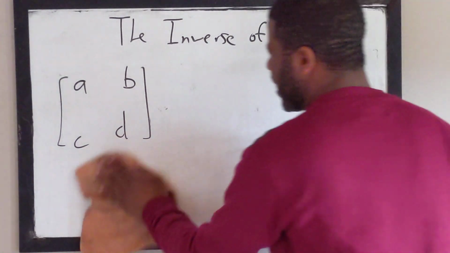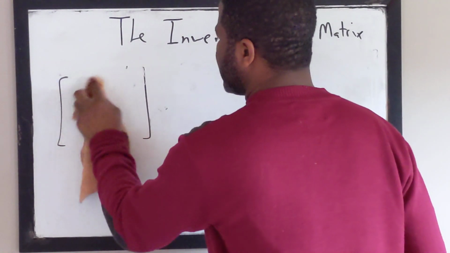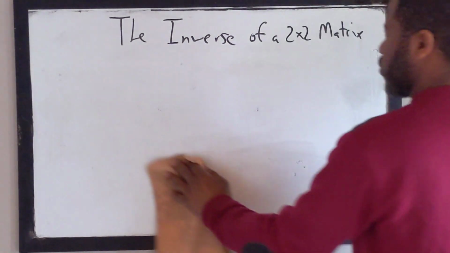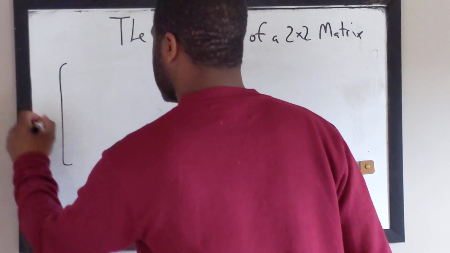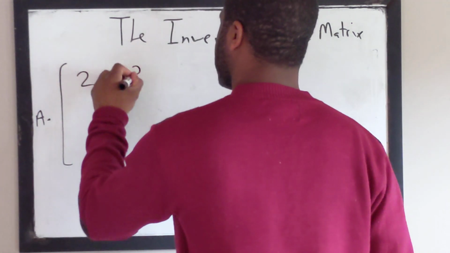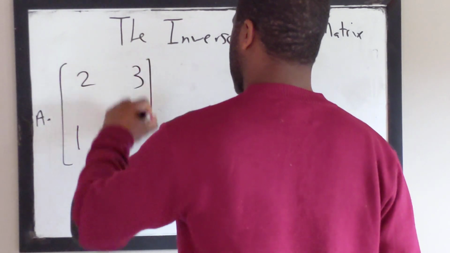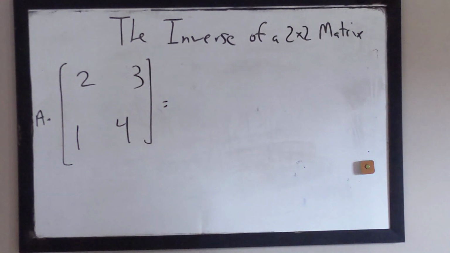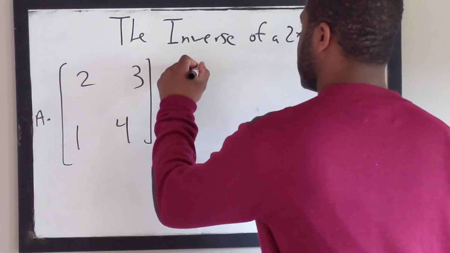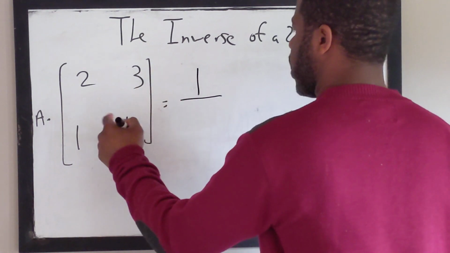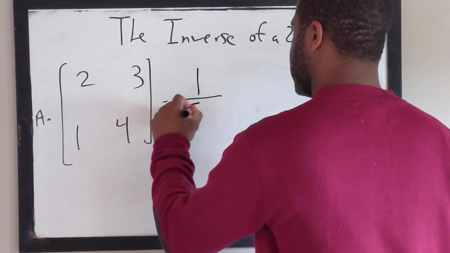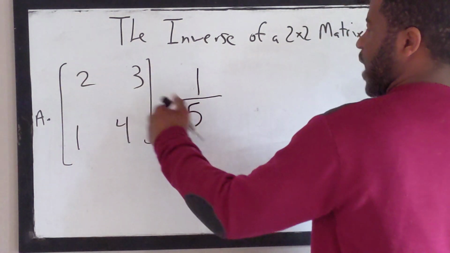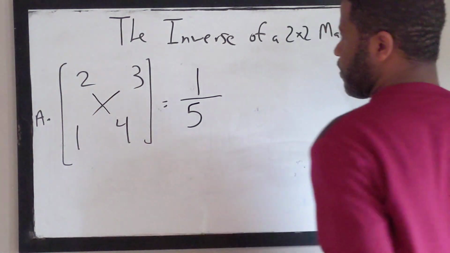So now, y'all, let's back up. Sometimes it's easier for students to do it with the numbers, but I still have to show a good formula just for reference. All right. So y'all, let's go back. Let's say A is equal to 2, 3, 1, and 4. Now, our determinant. Remember, that's 8 minus 3, which was 5.